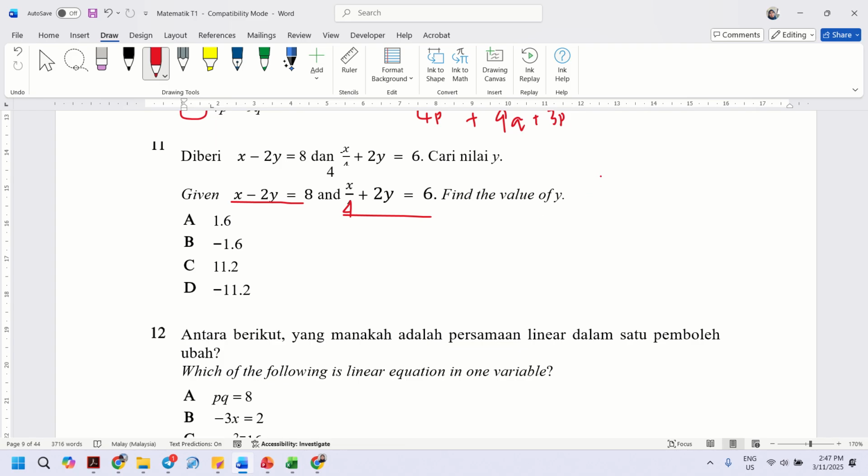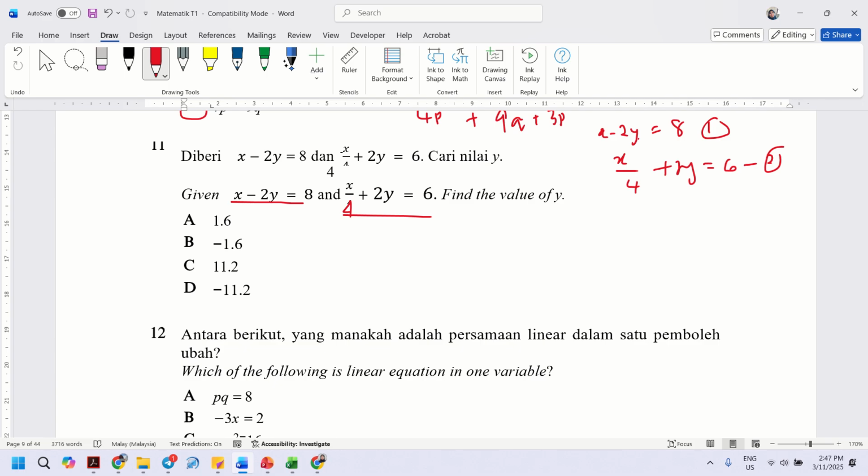So we write x minus 2y equals 8 as the first equation, and the other one, x over 4 plus 2y equals 6, as the second equation. Next, you can use two methods here: either the elimination method or the substitution method. In this case, I use the elimination method.